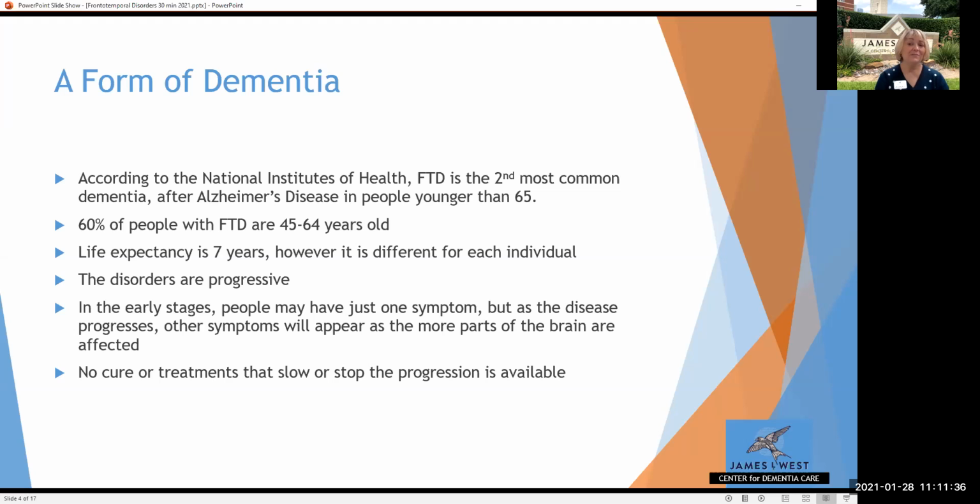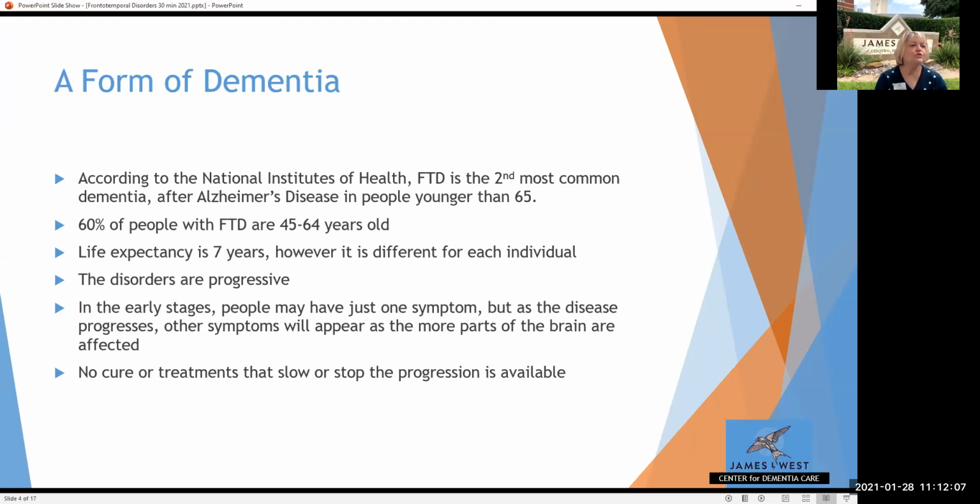And another thing that's a little bit different about the FTD is in the earlier stages, they may just have one symptom. This is a very hard dementia to get diagnosed. And we're going to talk about that. I don't know that I've ever met anyone who ended up with an FTD diagnosis that they got the first time because it looks like so many other things. And because of the age, you can imagine if someone goes in their 20s, 30s, 40s with some of these symptoms, dementia is not going to be the first thing that the physician is going to think.